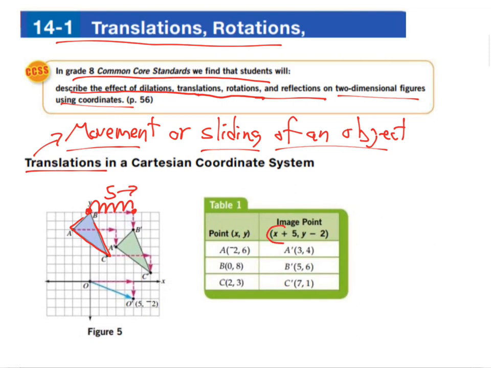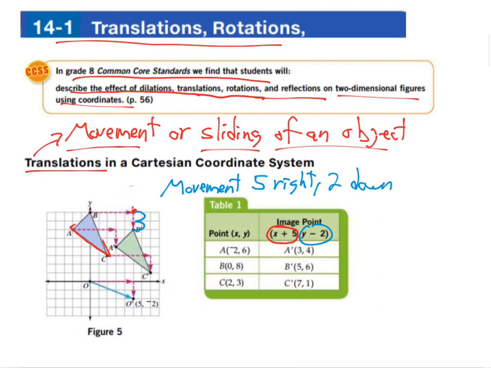That's why it says x plus 5 here. And then how far down? 1, 2 down. That's why it says y minus 2. It goes 2 down. So this is basically a movement, a translation of the triangle 5 right, 2 down. So we take the whole triangle, we move it 5 right and 2 down.